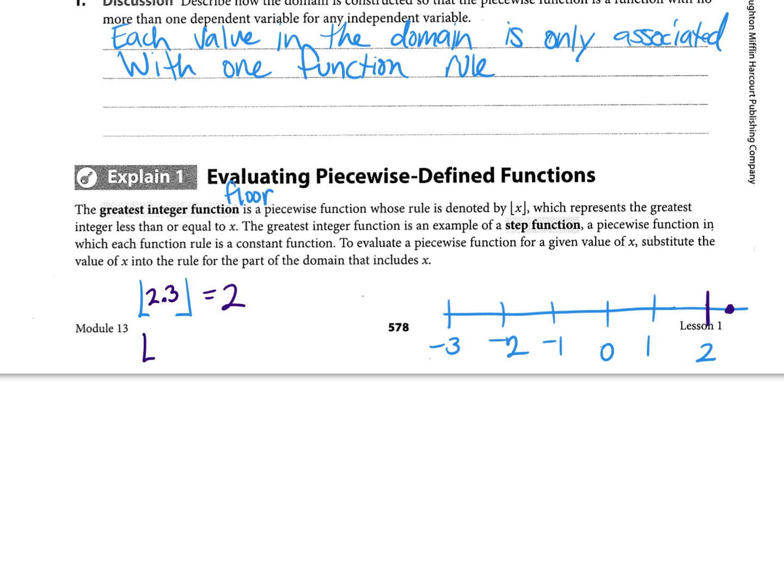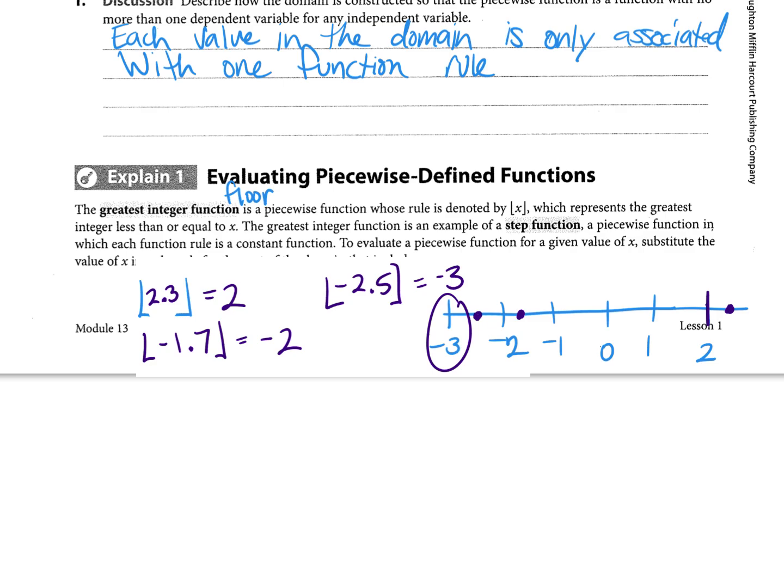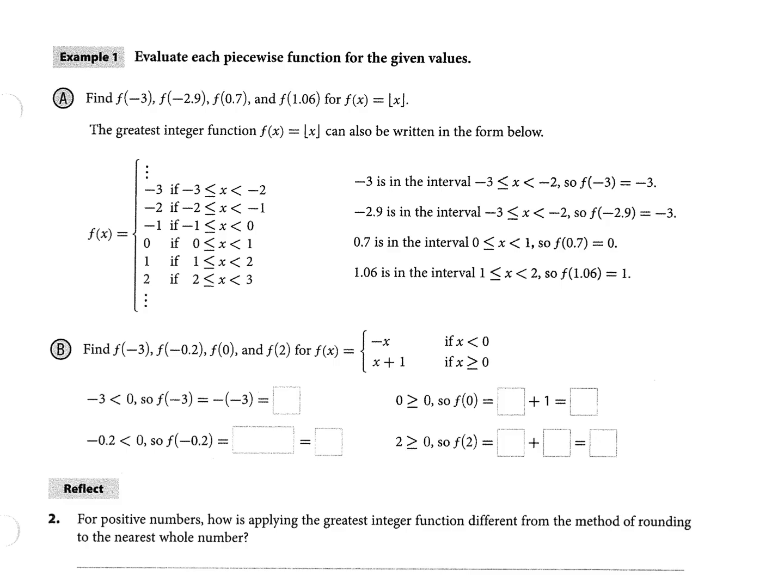If I were to take the floor function of negative 1.7, here would be negative 1.7, the integer that is just below that would be negative 2. If I had the floor function of negative 2.5, the integer just below that would be negative 3. Now it says, evaluate each piecewise function for the given values. If I put in negative 3 into the function, it says negative 3 is in that section, so it gives me an output of negative 3.